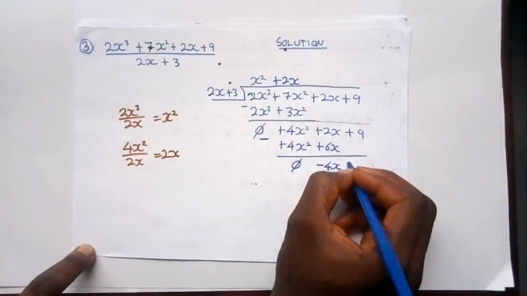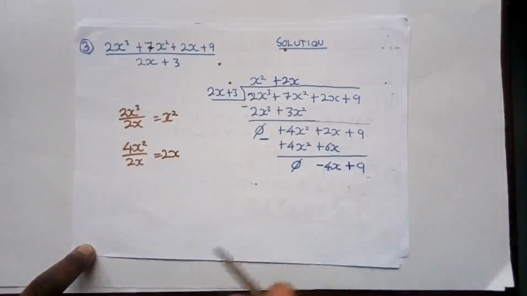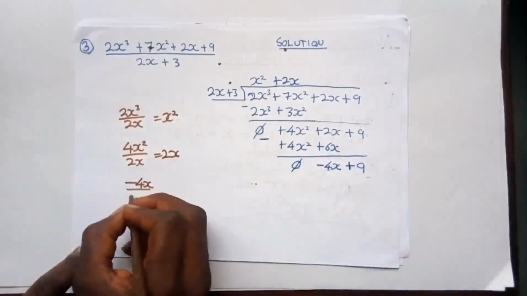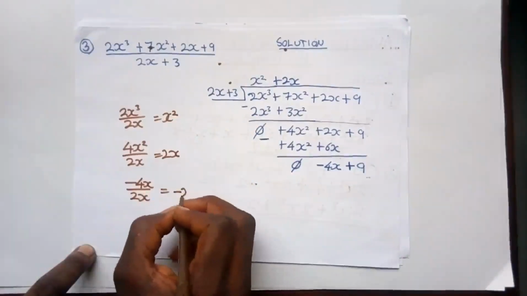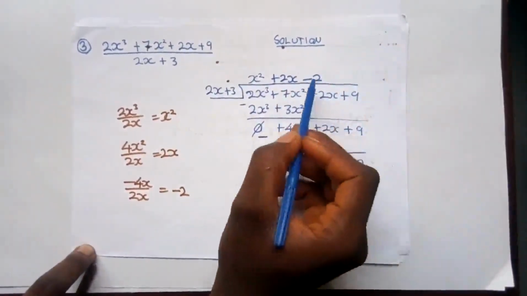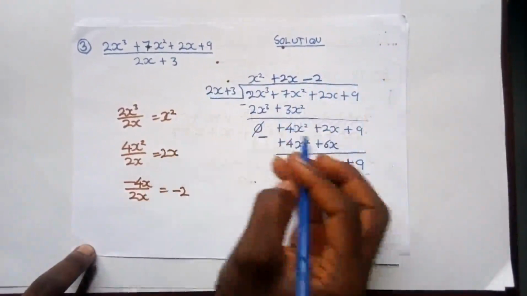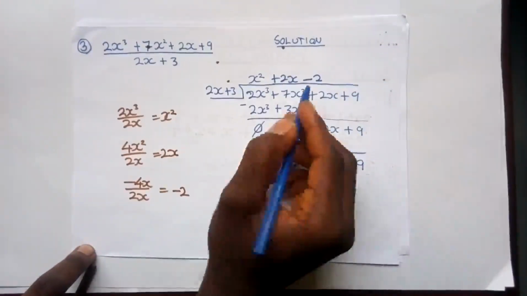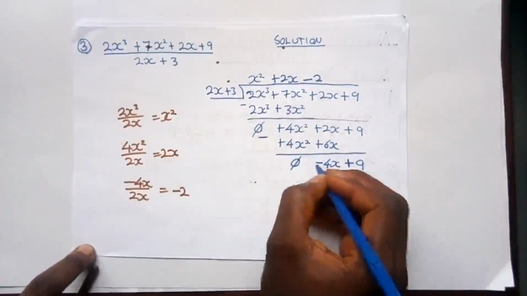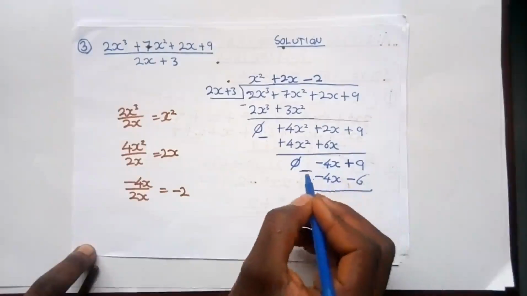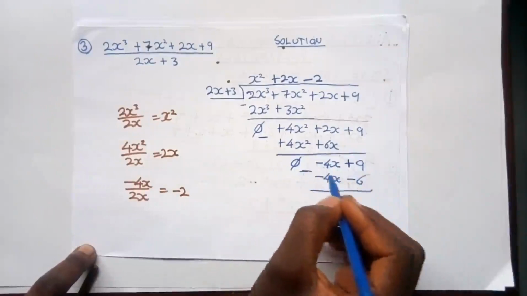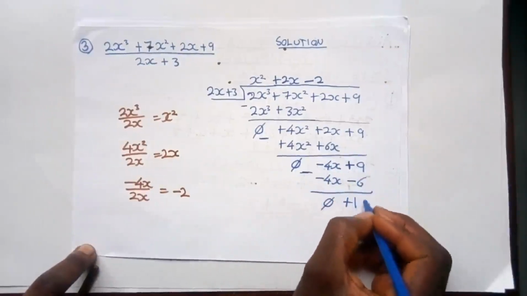Bring down this 9 here. The first term here divided by the first term here. So minus 4x all over 2x is minus 2. So minus 2 multiplied by 2x gives us minus 4x, and minus 2 multiplied by 3 gives us minus 6. So minus 4x minus 4x gives us 0, and 9 minus 6 gives us positive 15.